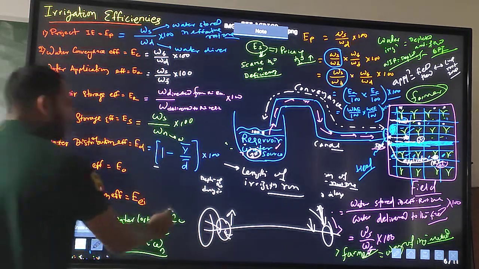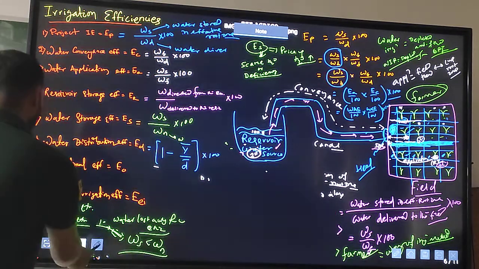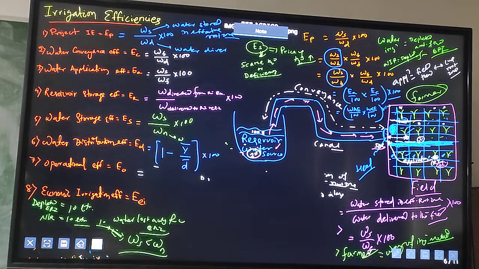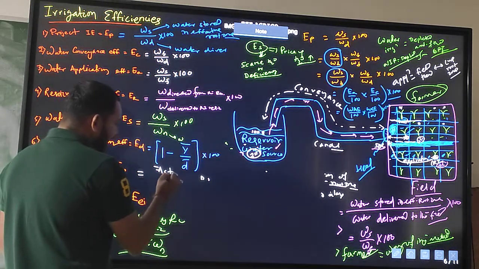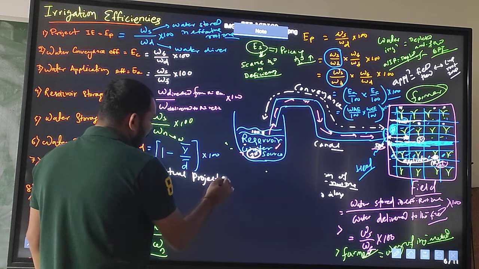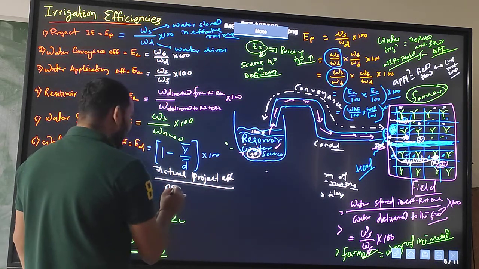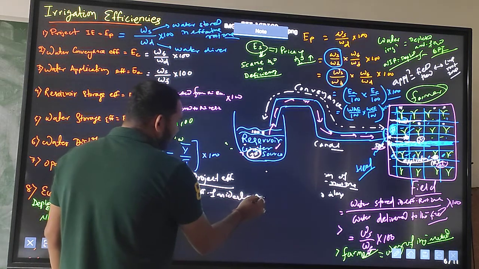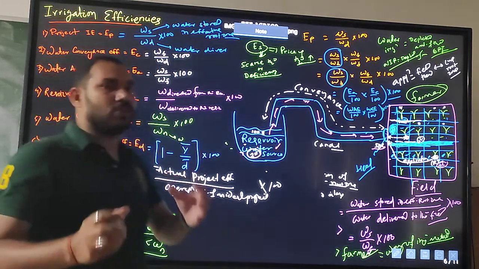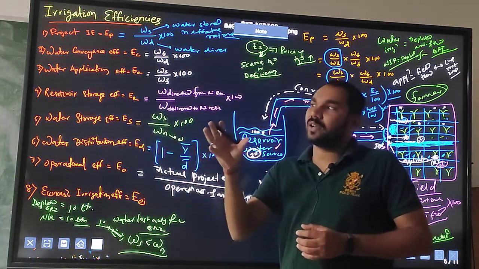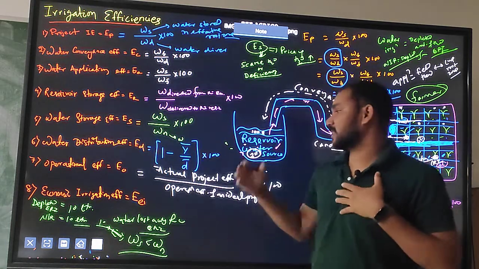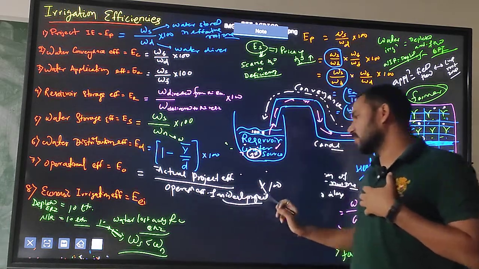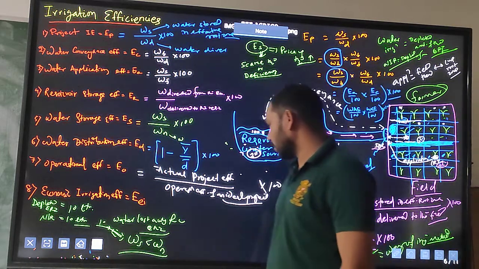Okay. So the next thing we will find is the operational efficiency. This is very easy. Operational efficiency means the actual project efficiency compared with the operational efficiency of an ideal project. So there are two projects, one is the ideal project, and from this ideal project I will compare my project efficiency. So it is the actual project efficiency divided by the efficiency of the ideal project.